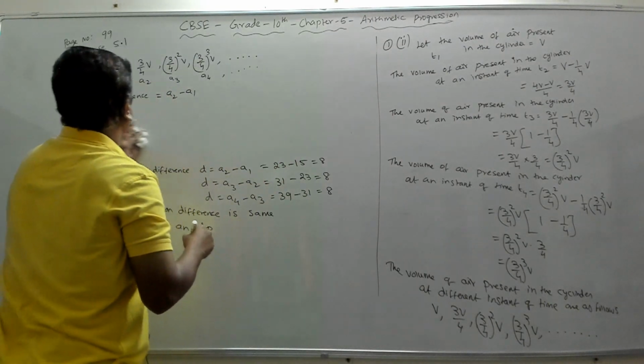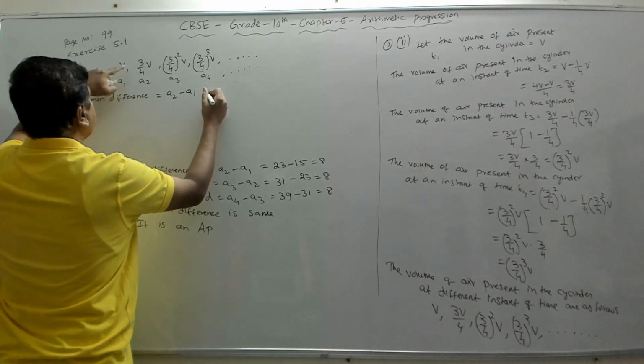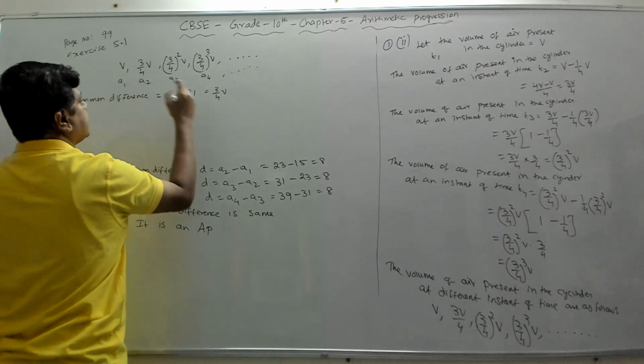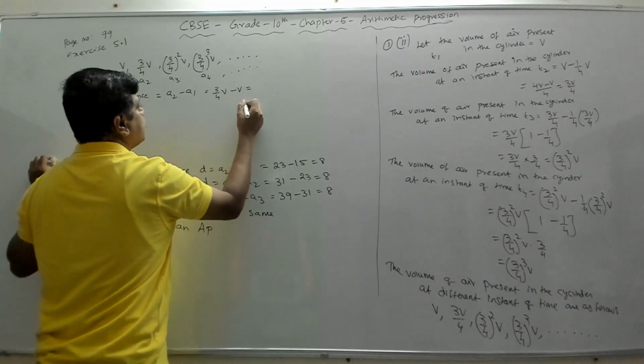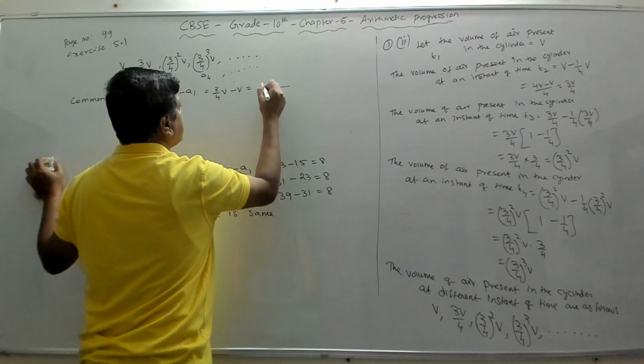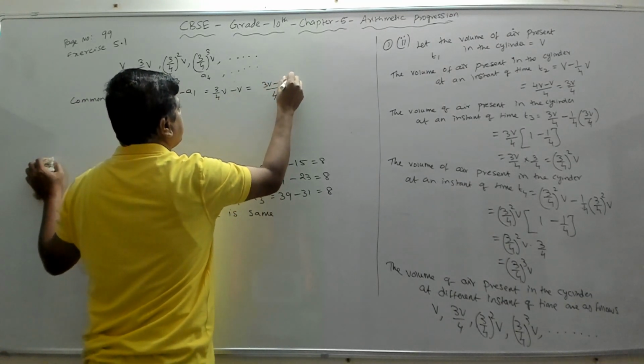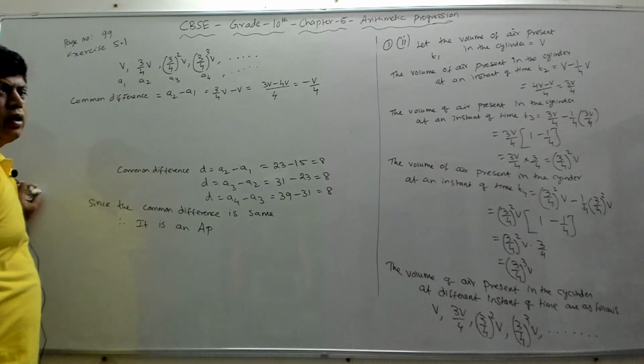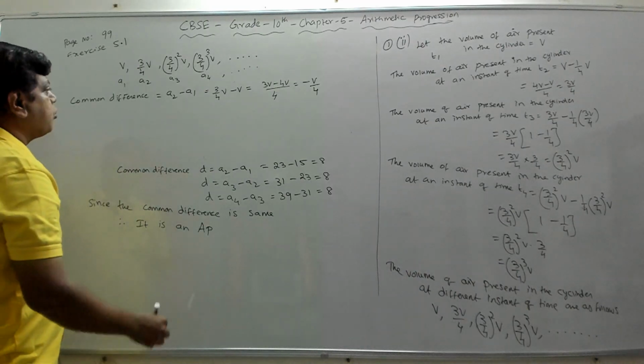Right? Now what is A2 minus A1? A2 is 3 by 4V. 3 by 4V, that is A2 minus V. Minus V. That will give you, if you take LCM as 4, you will get 3V minus 4V. That will give you minus V by 4. That is minus V by 4 or minus 1 by 4V.